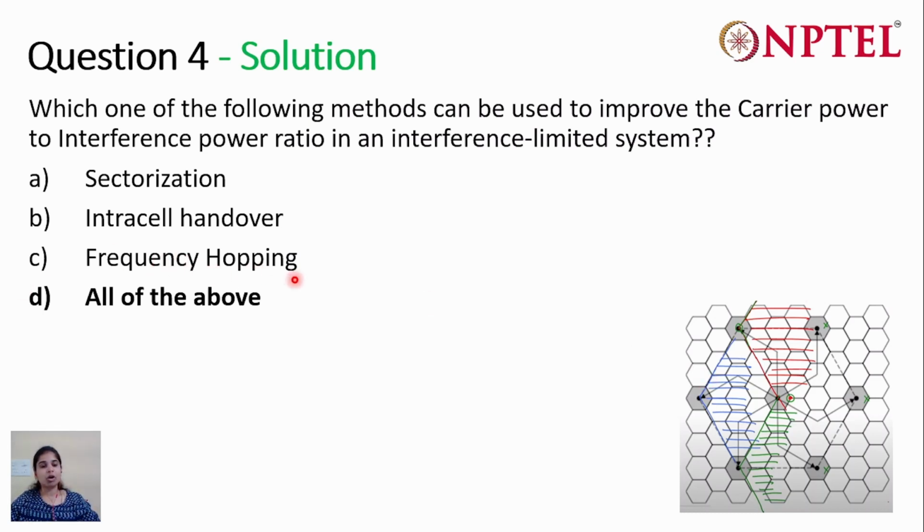Again, frequency hopping is also going to help us. If we're going to have interference for frequency f1, then we could switch over to frequency f2. So to improve carrier to interference power ratio, we can use sectorization, intra-cell handover as well as frequency hopping.